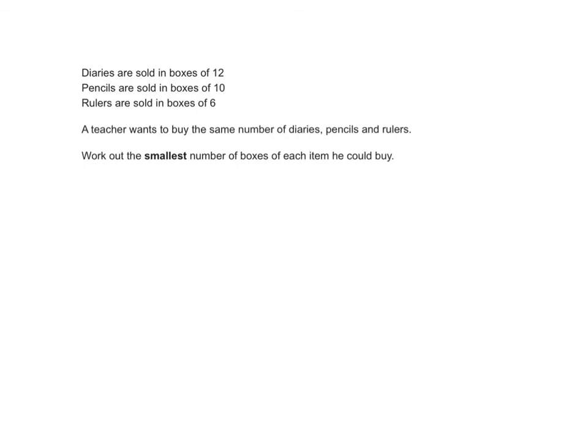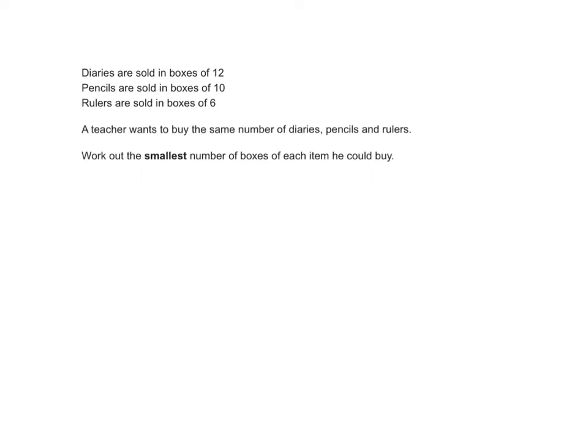Now we're going to look at some slightly harder ones. Another GCSE question. This one is worth 3 marks. Pause the video now and have a go. Okay, now this question is what we call in context. Instead of just asking you for multiples, a common multiple of 12, 10 and 6, it's giving you a situation where you need that information.